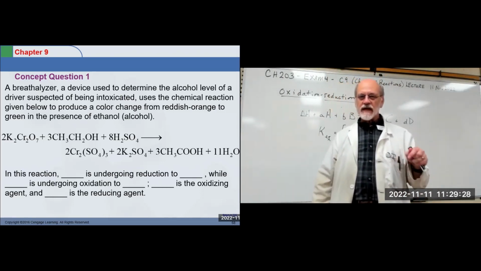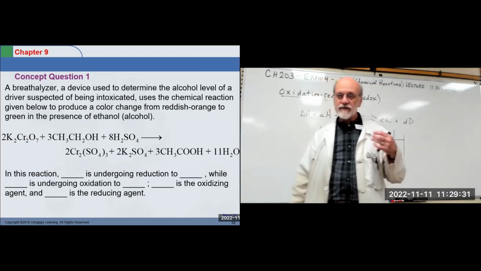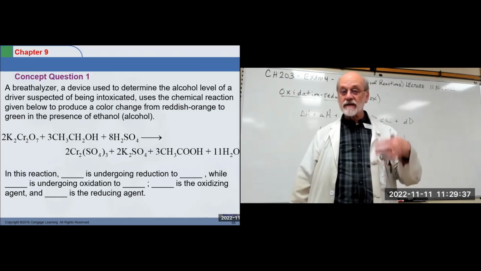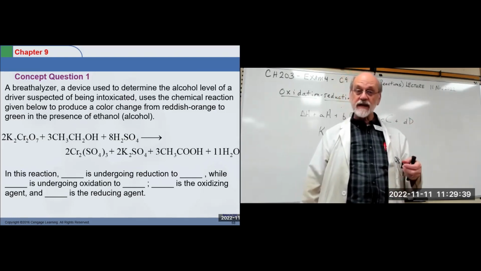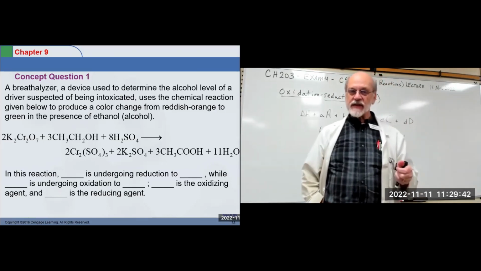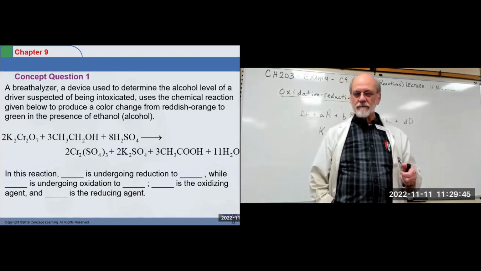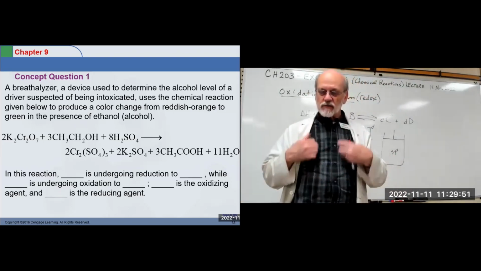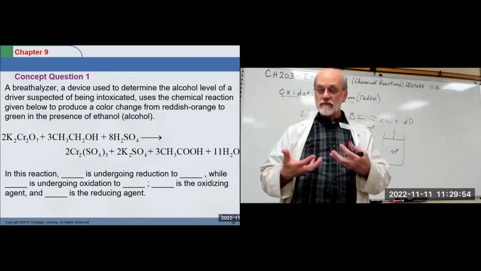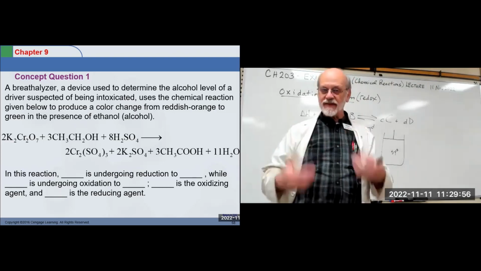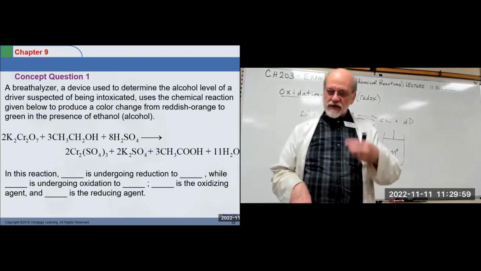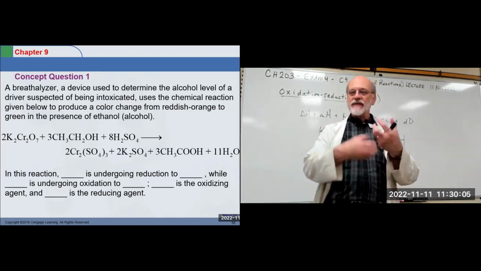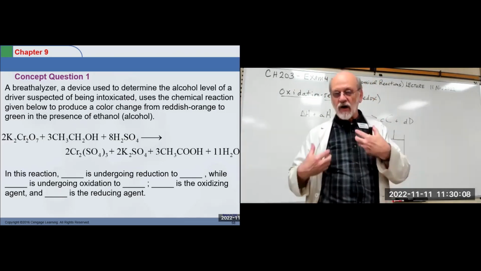A breathalyzer is used to determine the level of ethanol in the body of a suspected intoxicated driver. And it uses the chemical reaction given below. Once you drink ethanol, it goes into your bloodstream, and some of it comes out in your lungs, in your breath. That's what they're looking for. When they measure the amount of ethanol in your breath, that can be correlated with the amount that's actually in your system, in your blood alcohol level.